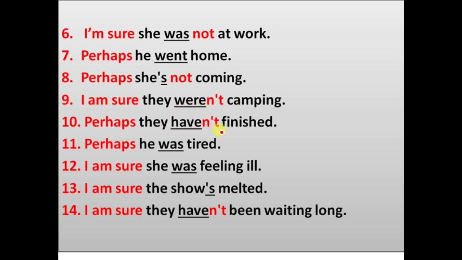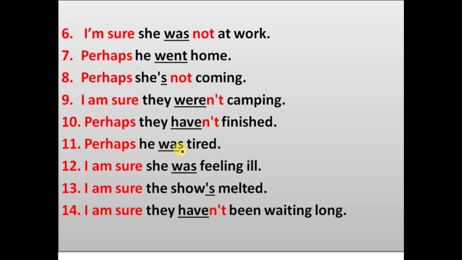Perhaps they haven't finished. See, perhaps, not sure. Therefore, may or might. They may. Here is not. Therefore, put the negative marker. They may not. Here is have. Use the same have. Finished. They may not have finished.